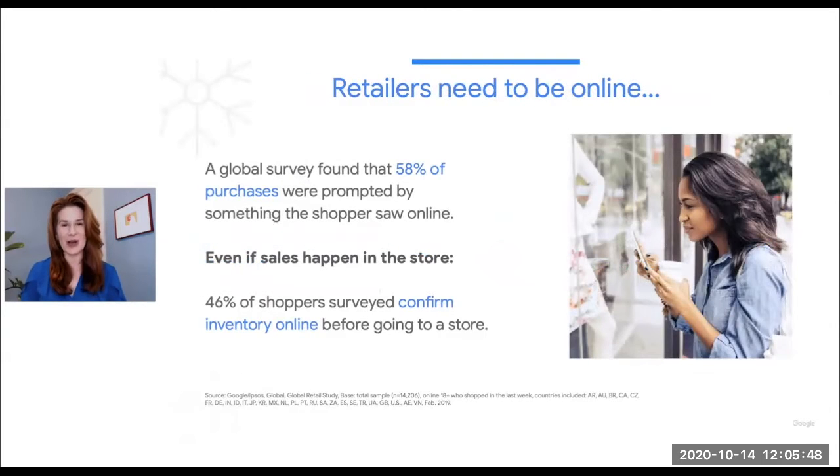Retailers need to be online because showing those products there drives sales. 58% of global purchases were prompted by something that the shopper saw online. And people want to know before they go. 46% of shoppers confirm inventory online before visiting a store. Okay, that was a lot of stats. The takeaway from all of that is that you need to get your products online, even if you sell them offline.